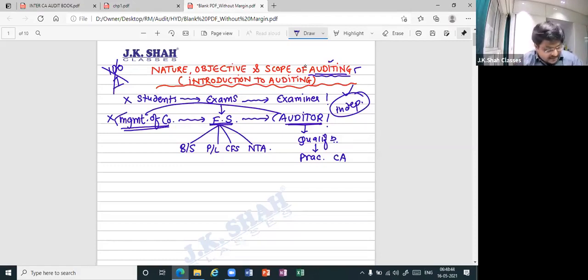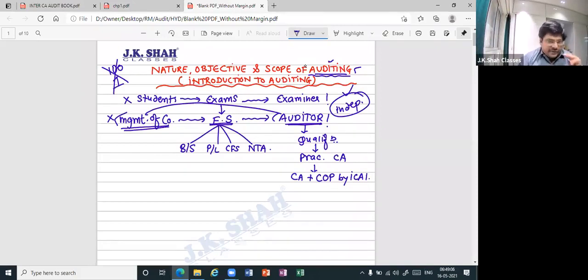Now, who is a practicing chartered accountant? A chartered accountant who is holding a certificate of practice, commonly known as COP, which is issued by ICAI. Repeating, a practicing chartered accountant is a chartered accountant who is holding a COP. What is COP?